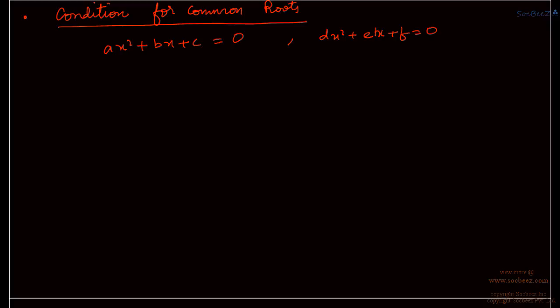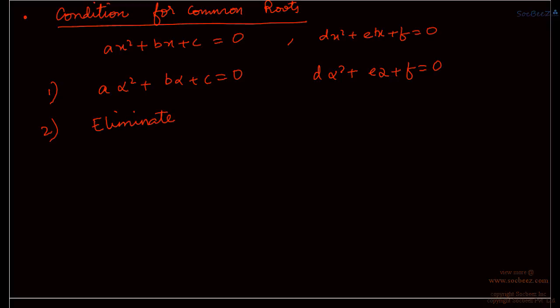So what we are supposed to do in this kind of question is, let's say alpha is the common root, so you can obviously write a alpha square plus b alpha plus c equal to 0. At the same time, you can also write d alpha square plus e alpha plus f equal to 0. There is no point in writing the equation for the other root because that is not common and you cannot relate the two equations, right? Now, this is the first step, writing it in this way. Second is to eliminate alpha square from the two equations, right?